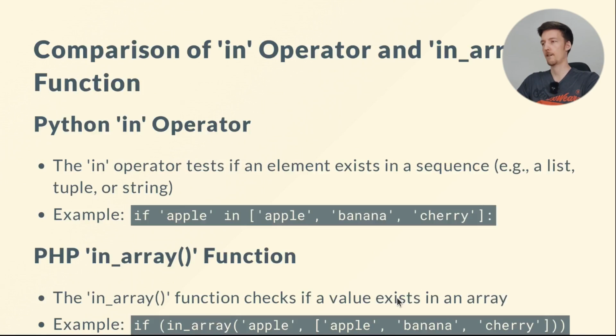Comparison of in operator and in array function. Python in operator. The in operator tests if an element exists in a sequence, a list, a tuple, or string. Example, if apple in apple, banana, cherry. It's actually formatted here nicely. Okay, and again, we are running out of space, so we should explain to it that it has to use a smaller font size if it wants to have more lines of text, or make it limit the lines of text per slide or something like that.